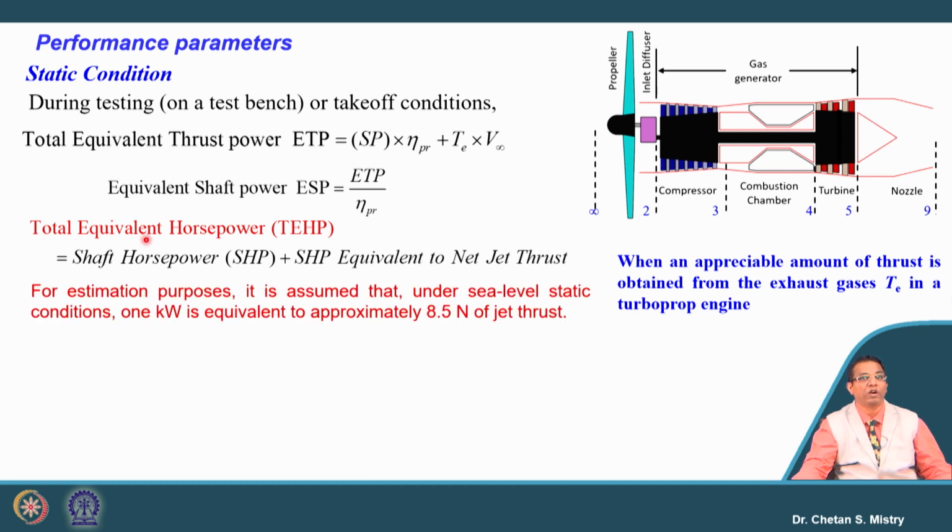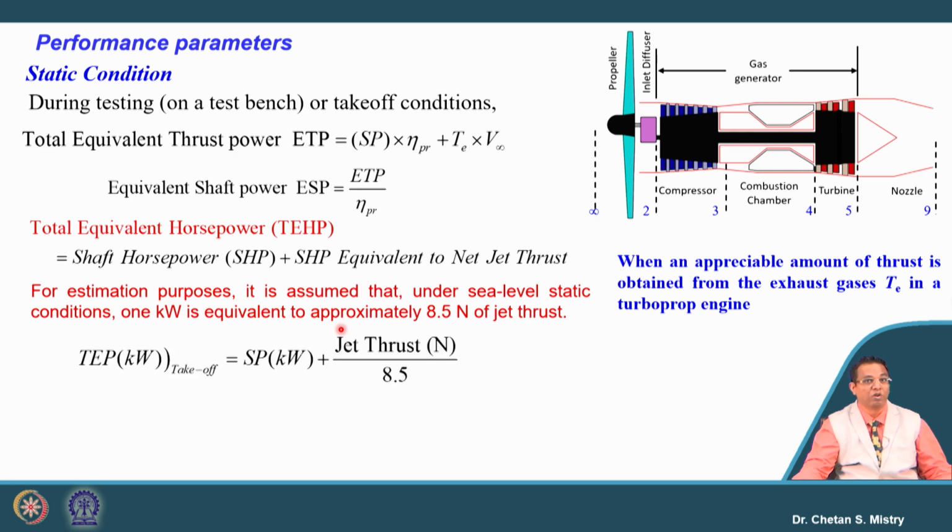It says equivalent horsepower. British unit people use this many times in their calculations. Conventionally, in the market people also discuss in terms of horsepower. A few engine manufacturers discuss in terms of kilowatts also. So here it says shaft horsepower plus shaft horsepower equivalent to net jet thrust. In order to calculate the thrust generated by the jet, we need to consider 1 kilowatt equivalent to 8.5 Newton of jet thrust. So let me put this equation.